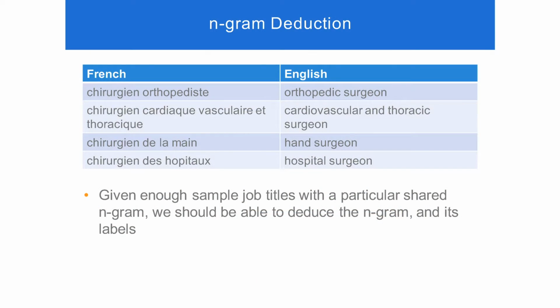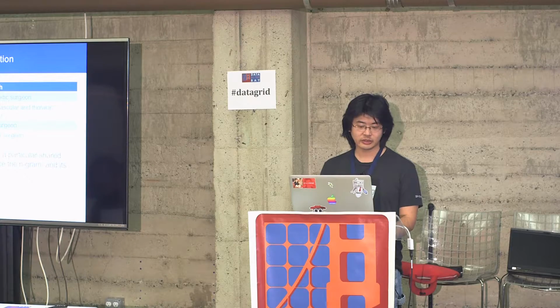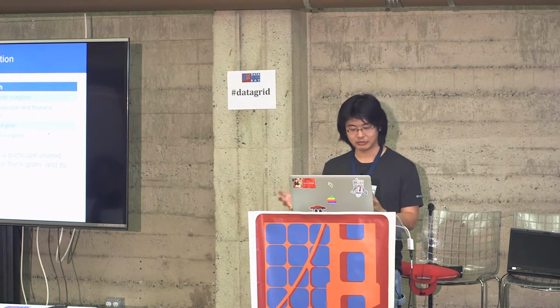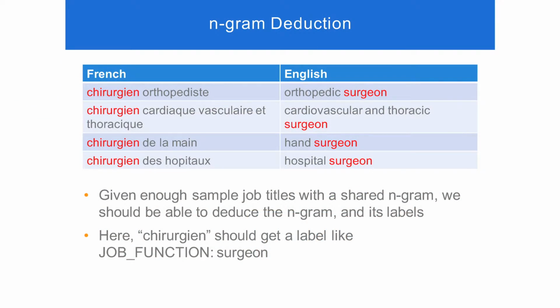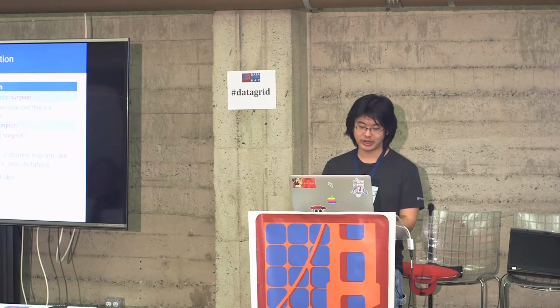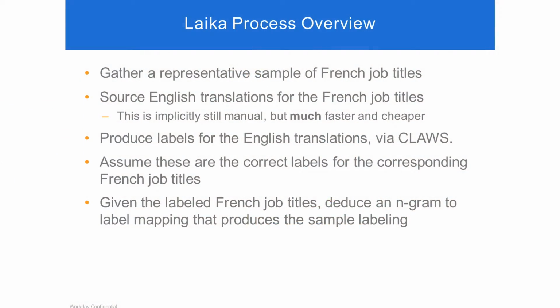The underlying idea, if I argue it informally here, is if we have enough job titles that contain the same n-gram. In this case, I found a bunch of French job titles for various kinds of surgeon. So all of these job titles we would expect on the clause side, after we've translated and labeled it, to receive the label of something like job function surgeon. And moreover, all of these French titles share a word, chirurgien, right? And in fact, it's the only word that all of these titles share. So we can probably deduce that chirurgien in French means job function surgeon in our label set. So informally, that's the idea behind it.